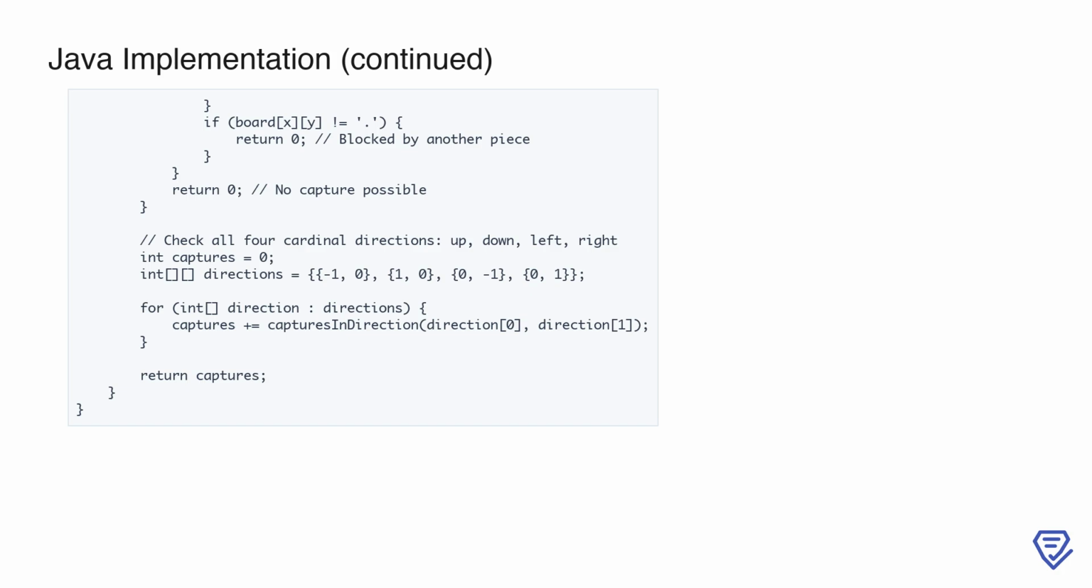With the helper method defined, we now calculate the total number of pawns the rook can capture by iterating over all 4 cardinal directions, up, down, left, and right. These directions are represented as an array of integer pairs, where each pair specifies the row and column offsets for that direction. For each direction, we call the captures_in_direction method, passing in the offsets, and add the result to the captures variable. After checking all directions, the captures variable holds the total number of pawns the rook can capture, which we then return as the result of the numberRookCaptures method.